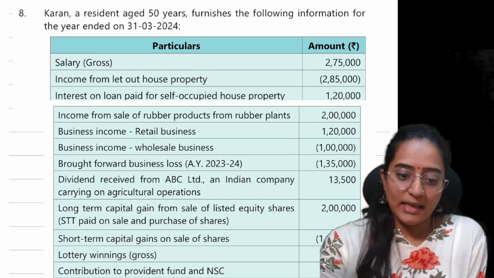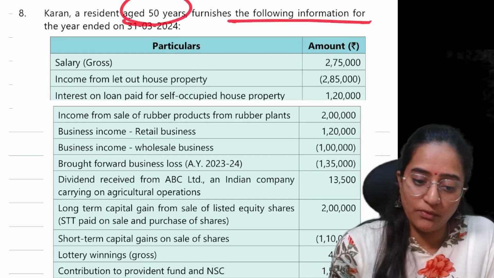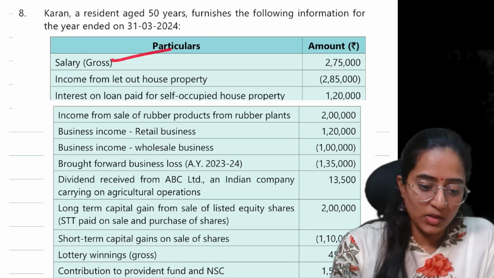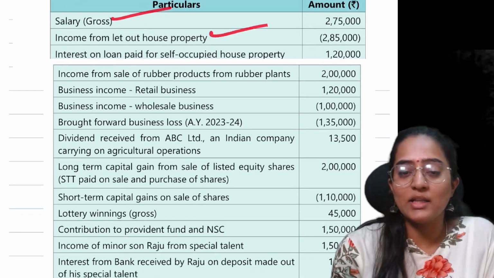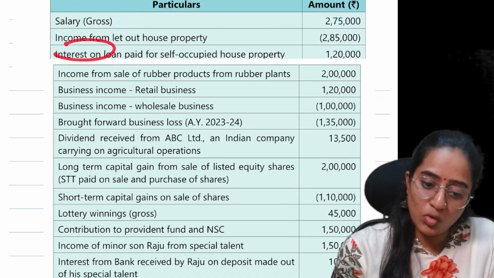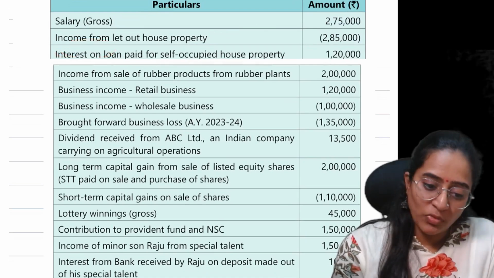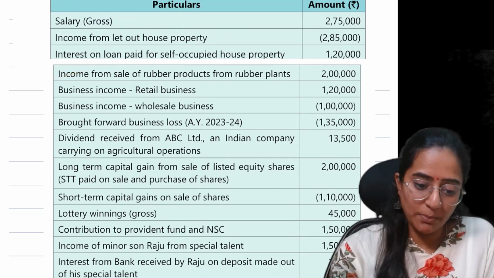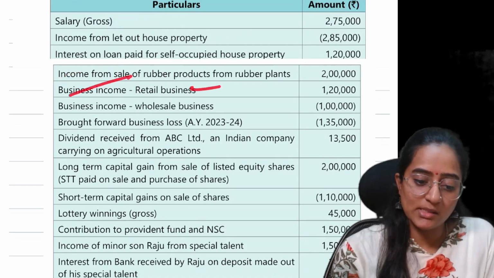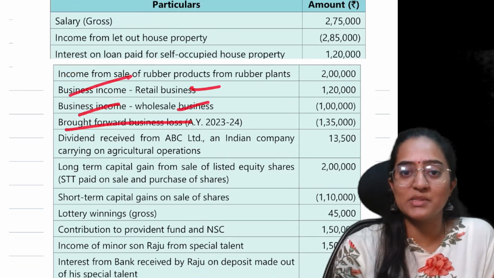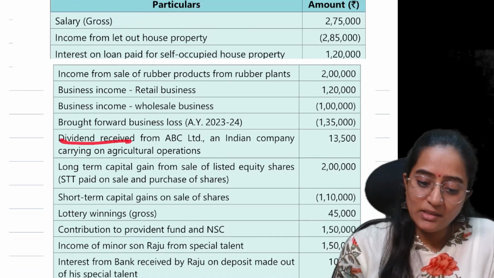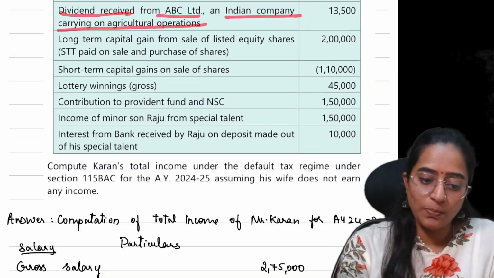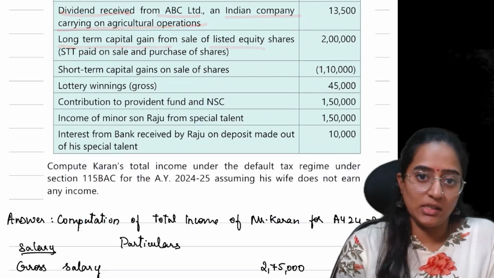So, Karan, a resident aged 50 years, furnishes the following information for the year ended 31st March 2020. Salary, gross; income from LOP, that is let out property; interest on loan paid for self-occupied property; income from sale of rubber plants; business income, retail business; business income, wholesale business; brought forward business loss; dividend received from ABC Limited, an Indian company carrying on agricultural operation; LTCG from sale of listed equity shares.